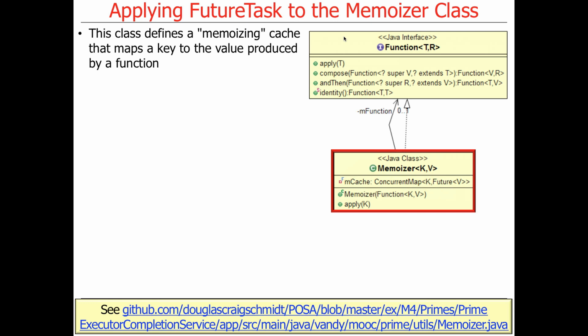So this Memoizer class is a memoizing cache that maps a key, K, to a value, V, that's produced by a function.